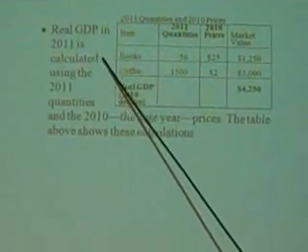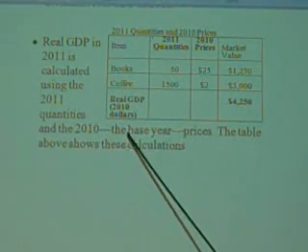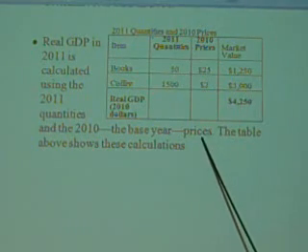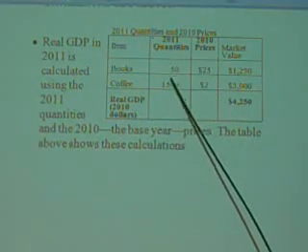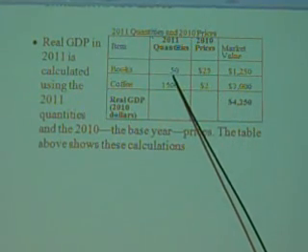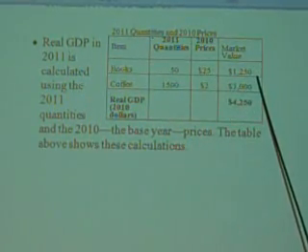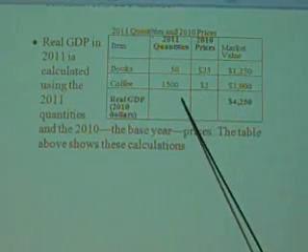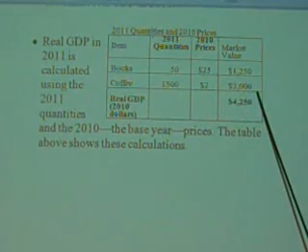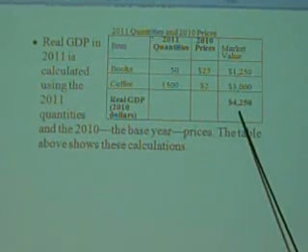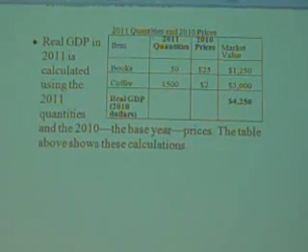Real GDP in 2011 is calculated using the 2011 quantities and the 2010, that is the base year, prices. So you're using the current quantities with the past year's prices. In this case, it's a quantity in 2011 of 50. Well, the price of books back in 2010 was $25. So now the market value drops to $1,250. Coffee at 1,500, using the 2010 price of $2, is a total of $3,000. Add these two together, come up with $4,250, which is different from the $6,000 figure given before.